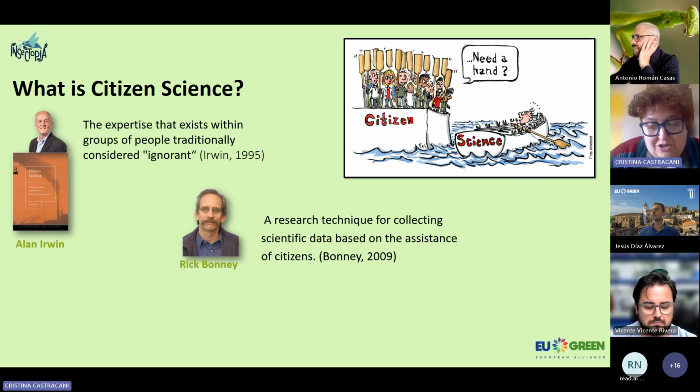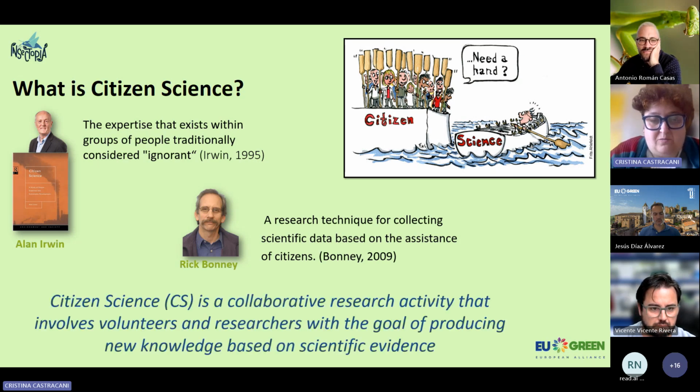There are many definitions of citizen science, but the one that I prefer most is this one. Citizen science is a collaborative research activity that involves volunteers and researchers with the goal of producing new knowledge based on scientific evidence. So citizen science is science. The goal of citizen science is to produce new knowledge, so to do science, but we do science with a very important collaboration between researchers and volunteers.